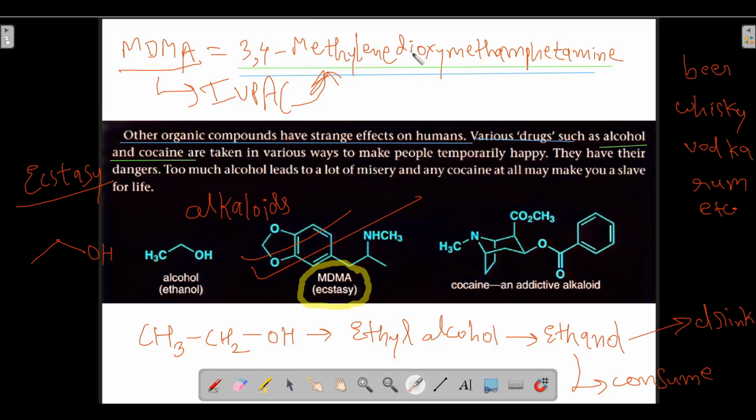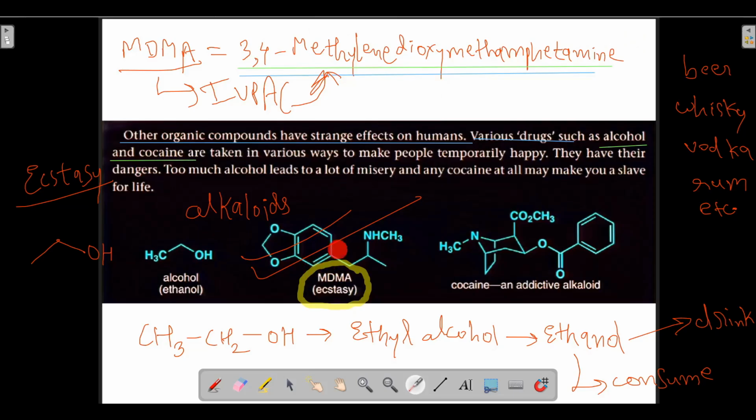Okay, methylenedioxymethamphetamine. So this is the MDMA full form, and this is the IUPAC name, 3,4, this complete name.